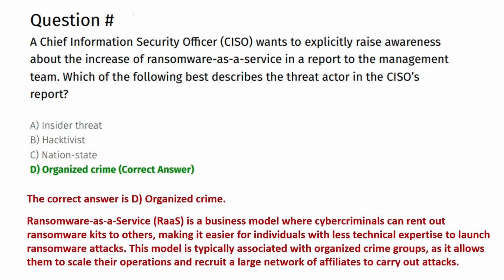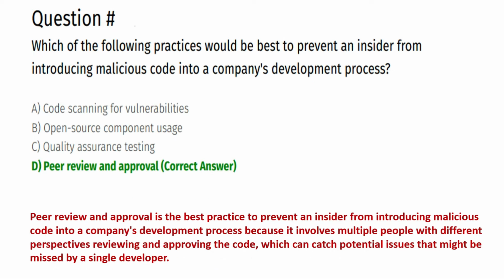So ransomware as a service is a business model where cyber criminals can rent out ransomware kits to others, making it easier for individuals with less technical expertise to launch ransomware attacks. This model is typically associated with organized crime groups as it allows them to scale their operations and recruit a large network of affiliates to carry out attacks. So that's why the correct answer for this question is option D, organized crime. So let's move to the next question.